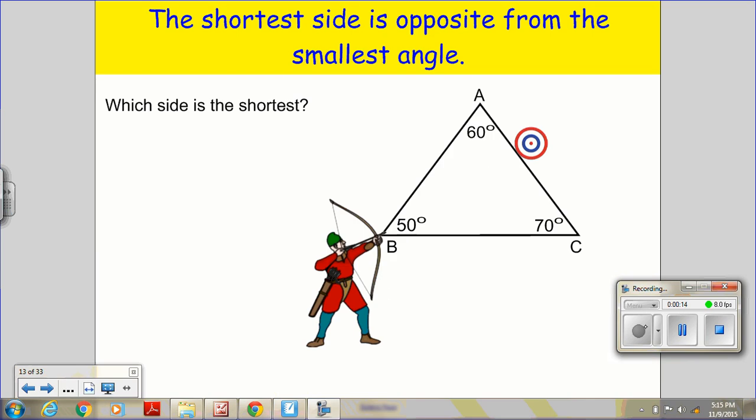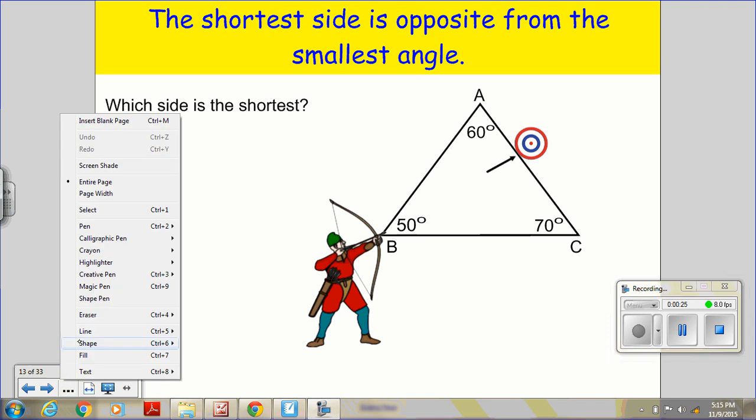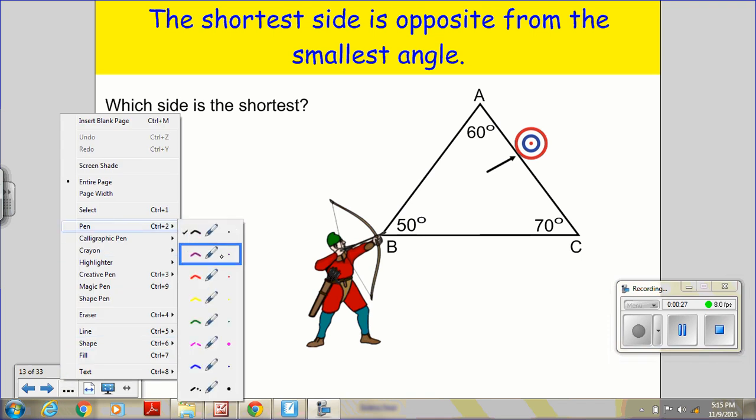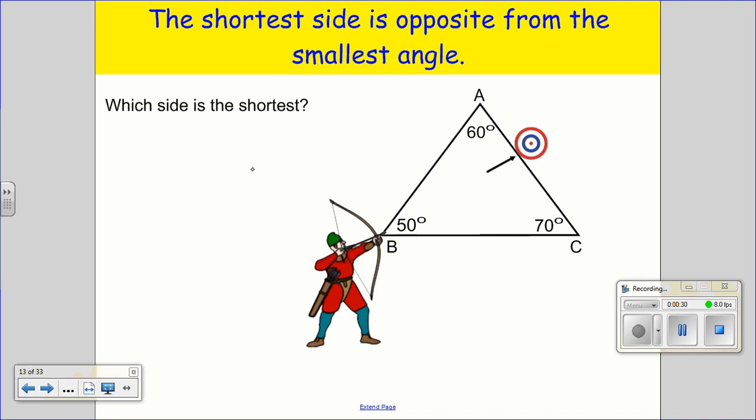The shortest side is opposite from the smallest angle. We talked about opposite when we introduced the hypotenuse leg postulate in the last unit. But again, the word opposite simply means across from. The shortest side will always be opposite the smallest angle. So in triangle ABC, the shortest side would be side AC because it's across from the smallest angle, which is 50 degrees.